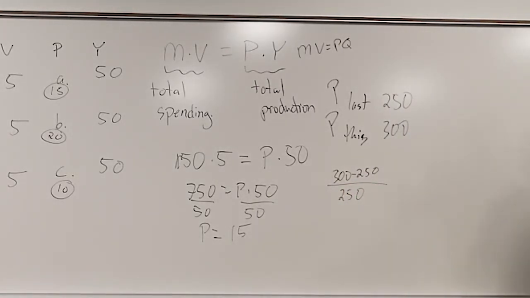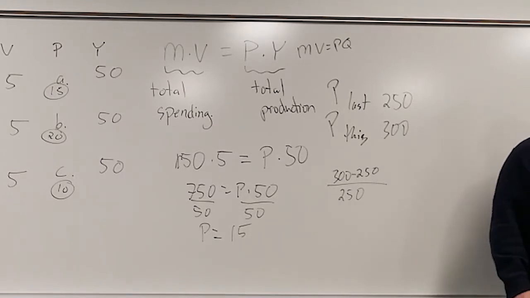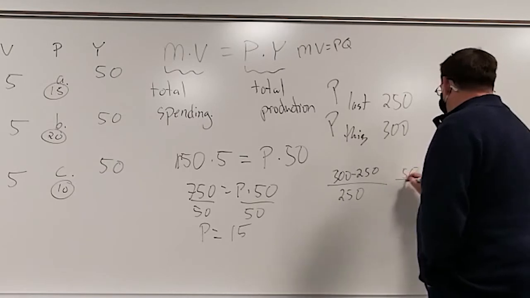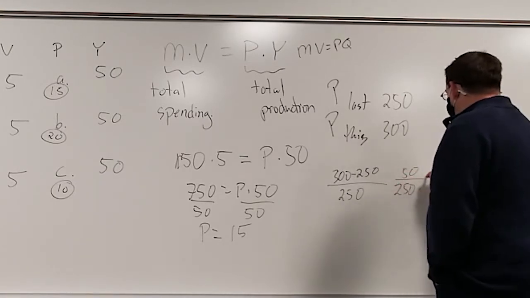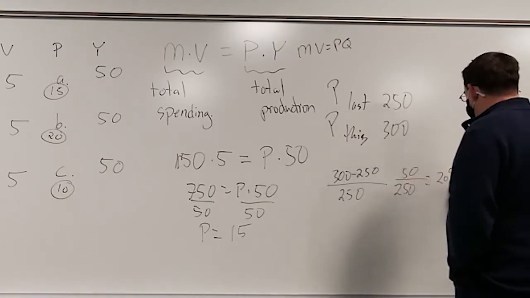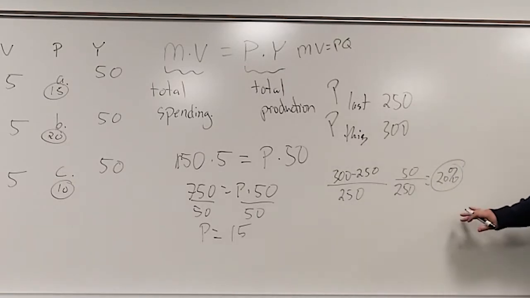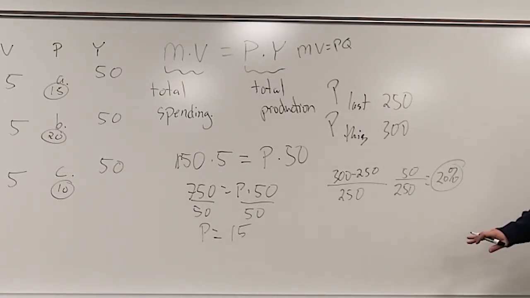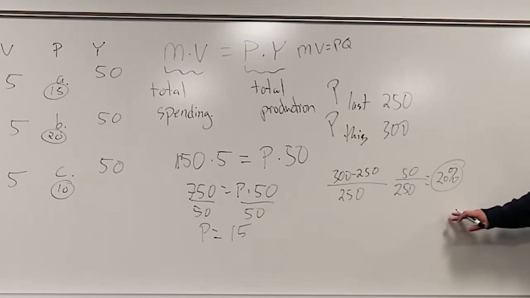You guys did this a lot on the homework assignment, right? You did this kind of rate of change problem several times, and that would be 50 over 250, which is 20%. Now, if the price level is actually changing at 20%, that's a very high rate of inflation. That would be pretty dangerous.